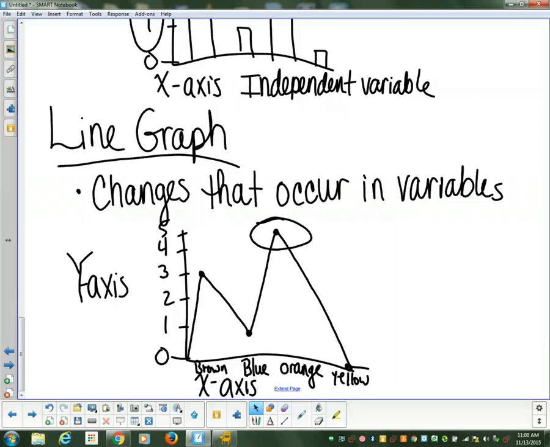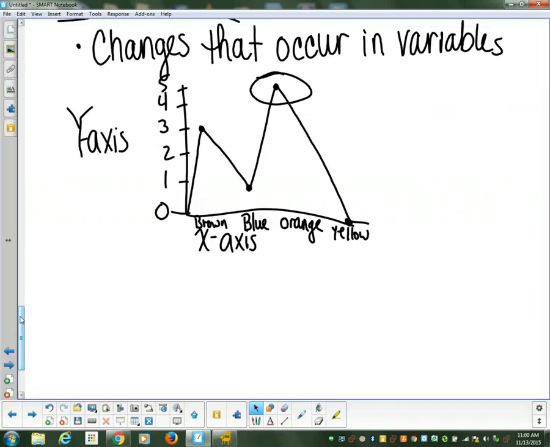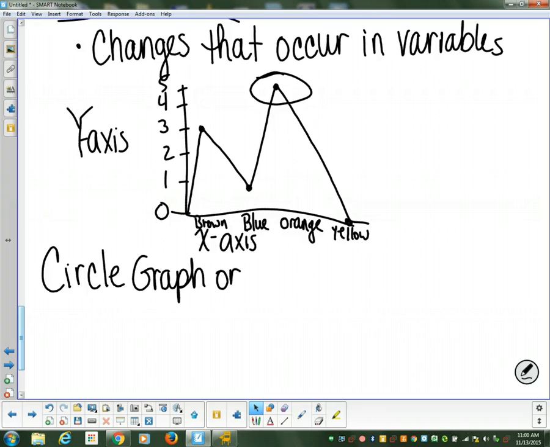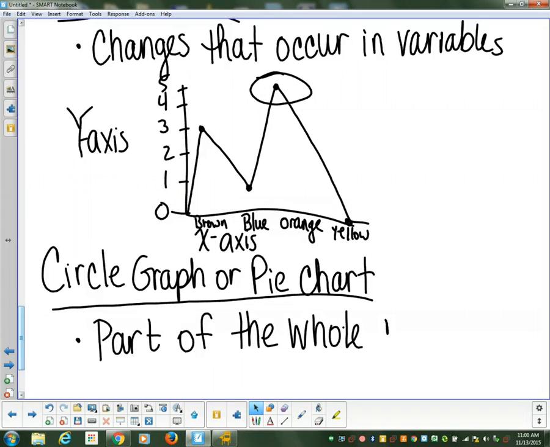All right, next one and last type of graph that we're going to be working with is going to be called either a circle graph or a pie chart. Okay. And our definition of a circle graph or pie chart is that it is a part of the whole chart or graph.